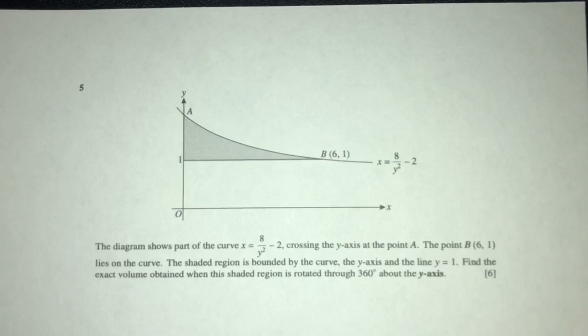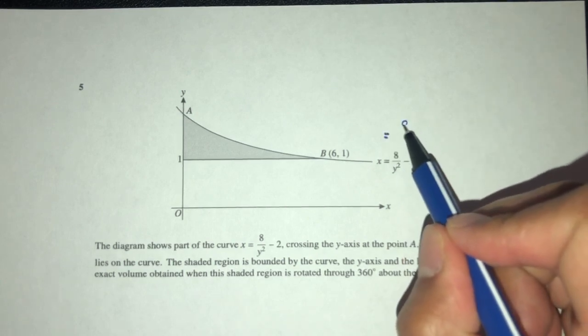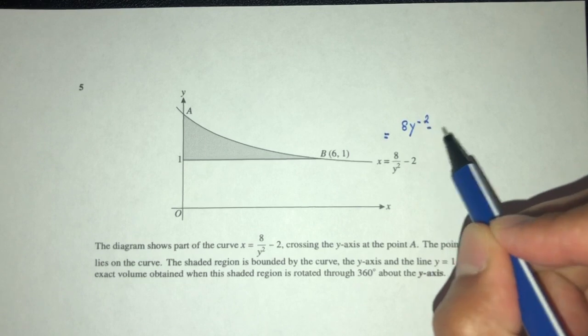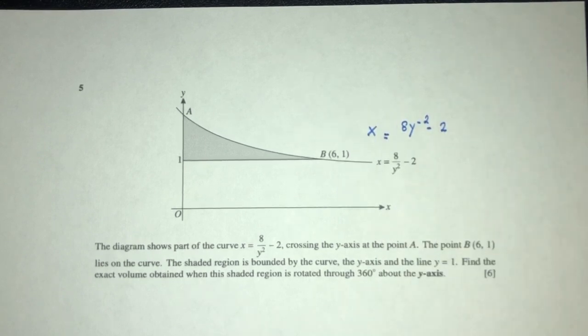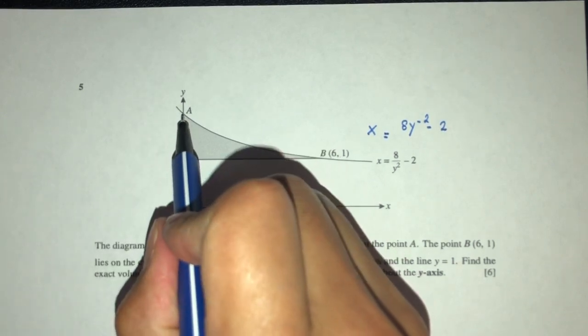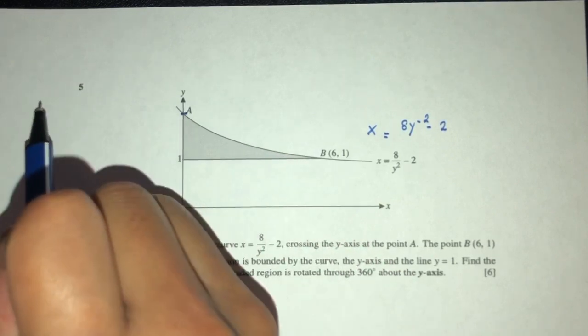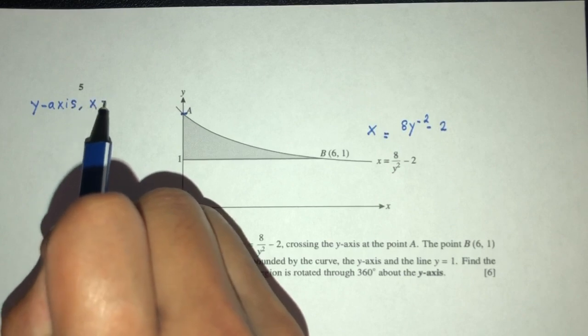The diagram shows part of the curve x equals 8 over y squared minus 2. Okay, now first thing I can do, I can rewrite the equation. That should be 8y to the power minus 2, minus 2. That is x, obviously. Now what else? So here we have the curve crossing the y-axis at the point A. So we can find the point A, right? So at the y-axis, what do we know? The value of x has to be 0.